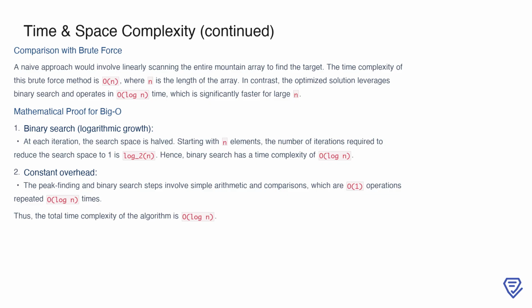To understand why binary search is so efficient, consider its mathematical foundation. In each iteration, the search space is halved, and the number of iterations required to reduce n elements to a single element is proportional to log_2 n. Additionally, the constant overhead for operations like comparisons and arithmetic is negligible compared to the logarithmic growth. As a result, the optimized solution consistently achieves O(log n) time complexity, making it significantly better than the brute force approach for large inputs.